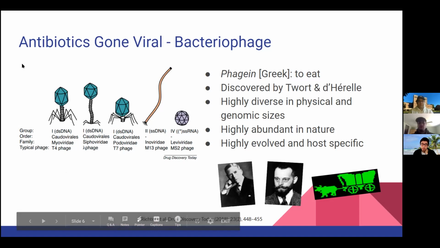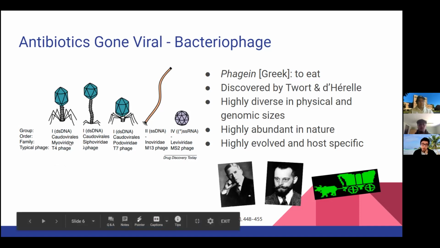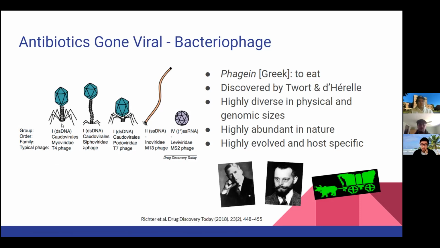So if you look at this figure, about 90% of the known bacteriophages fall into these three groups: Myoviridae, which are bacteriophages with a long, contractile tail; Siphoviridae, which are bacteriophages with a long, non-contractile tail; and Podoviridae, which are bacteriophages with a short tail. And all of the phages discussed later in this presentation will be in these three.